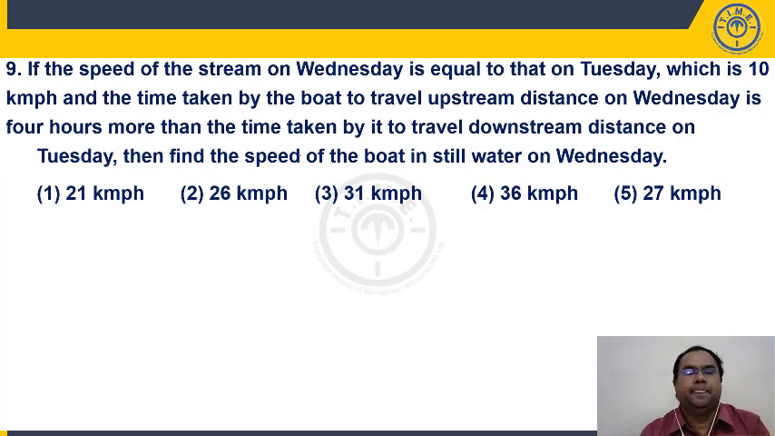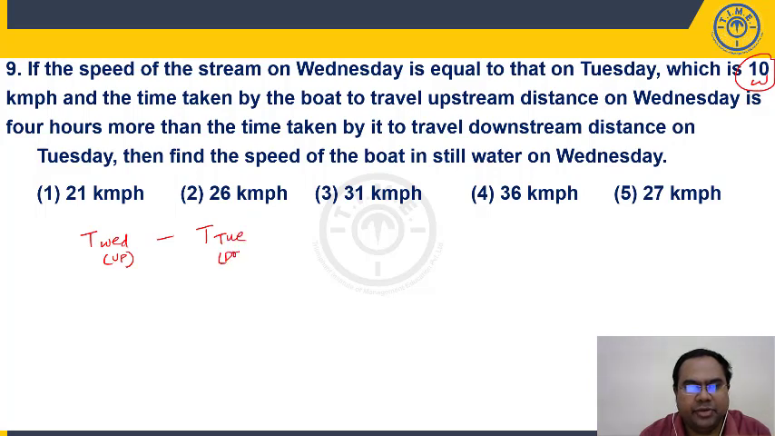Question number 9. If the speed of the stream on Wednesday is equal to that on Tuesday, which is 10 kilometers per hour. So the W value is given as 10 kilometers per hour, and Tuesday and Wednesday it is the same. Time taken by the boat to travel upstream distance on Wednesday is 4 hours more than time taken to travel downstream distance on Tuesday. So time taken on Wednesday upstream minus time taken on Tuesday downstream. The difference between these two is given as 4 hours.